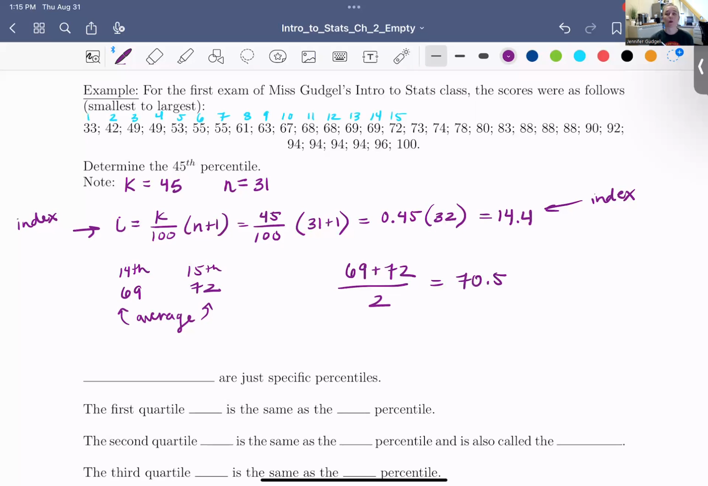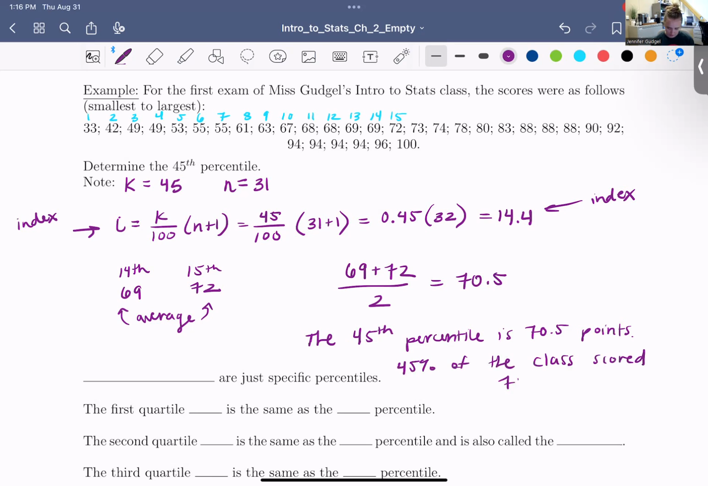This is our percentile. So we really like to write a little statement, a little conclusion. The 45th percentile is 70.5 points. Or even better than that, we could write a sentence about what this means. This means that 45% of the class scored 70.5 points or less.